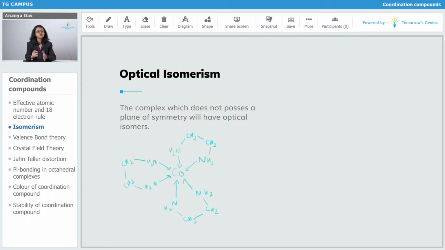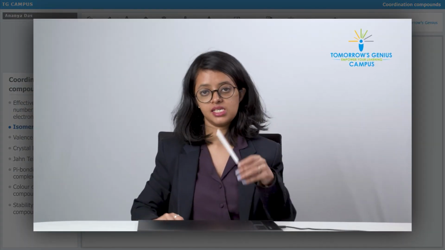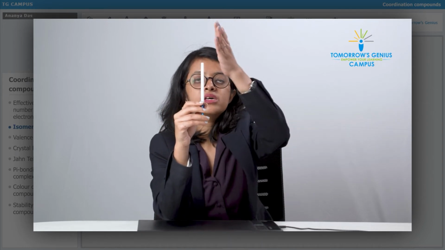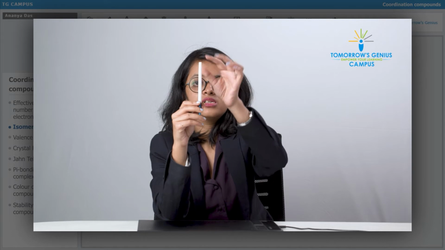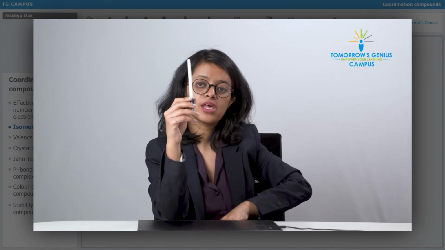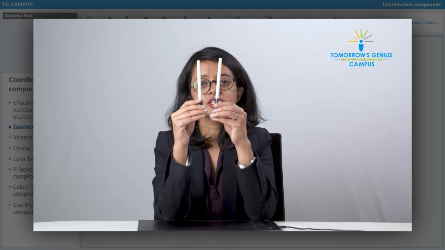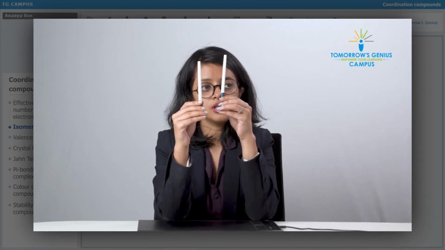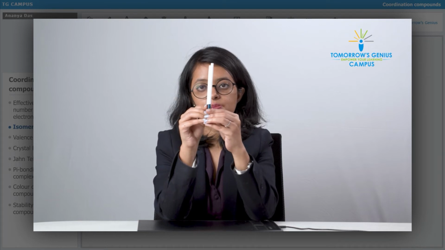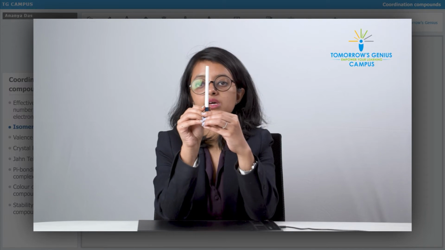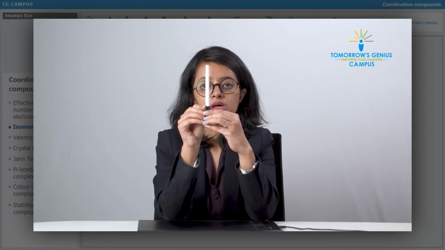Now that we have drawn this, forget about it and let's come to some pens. This is a pen, right? Now imagine there is a mirror placed right here. Then this pen is going to have a mirror image, and the mirror image of this pen is going to be this. So these pens are mirror images of each other. Now if you take the mirror image and put it over the original pen, you will see that the mirror image is completely obscuring the original pen, right?